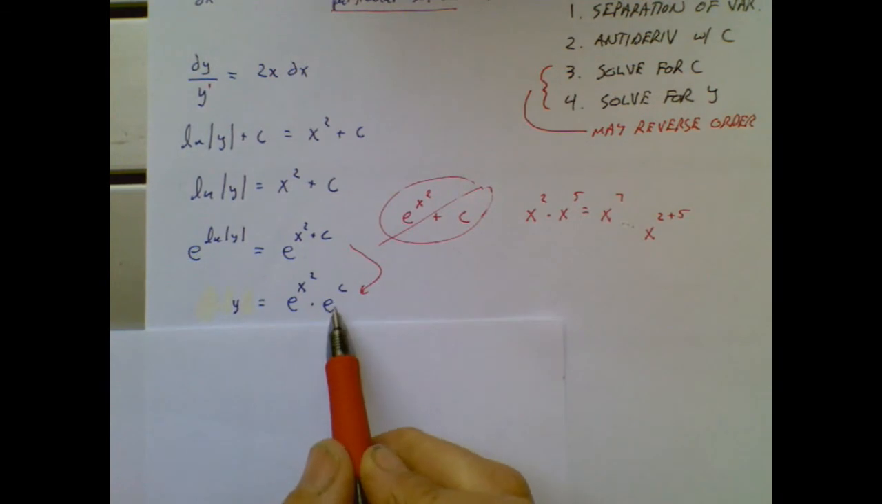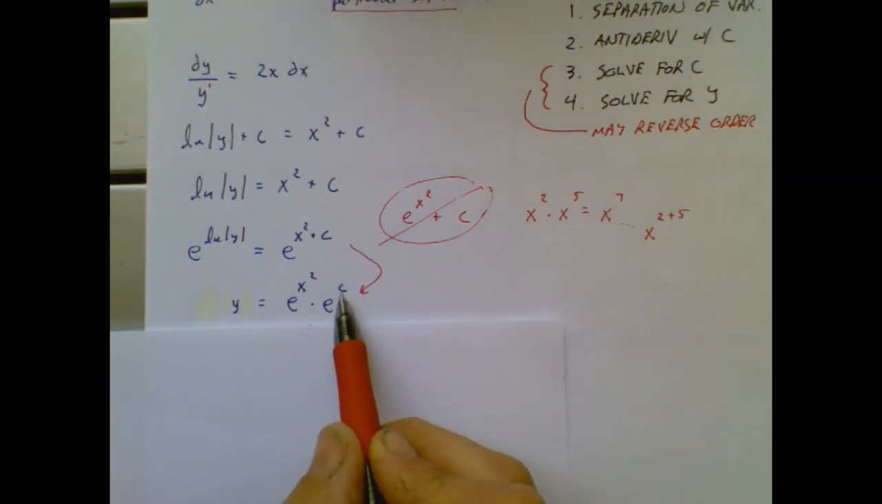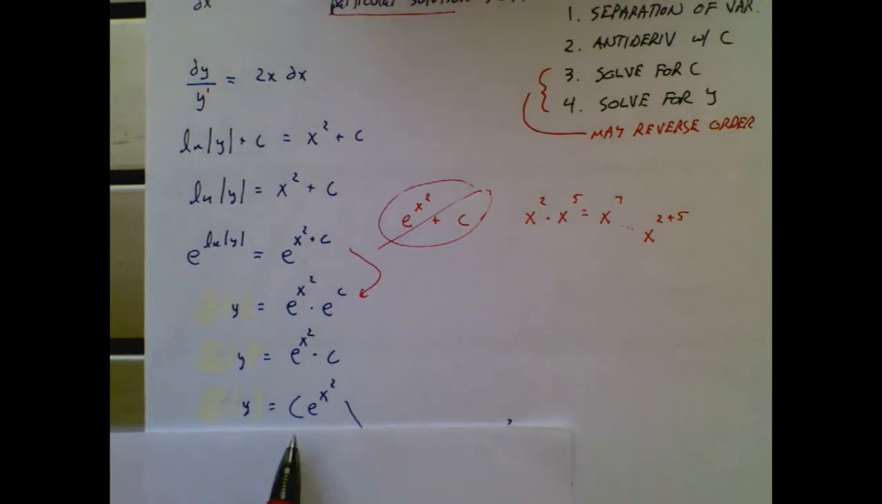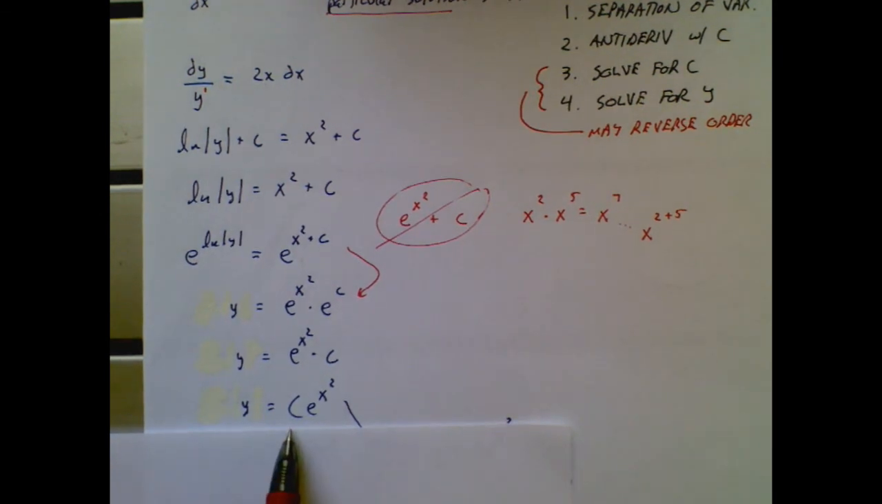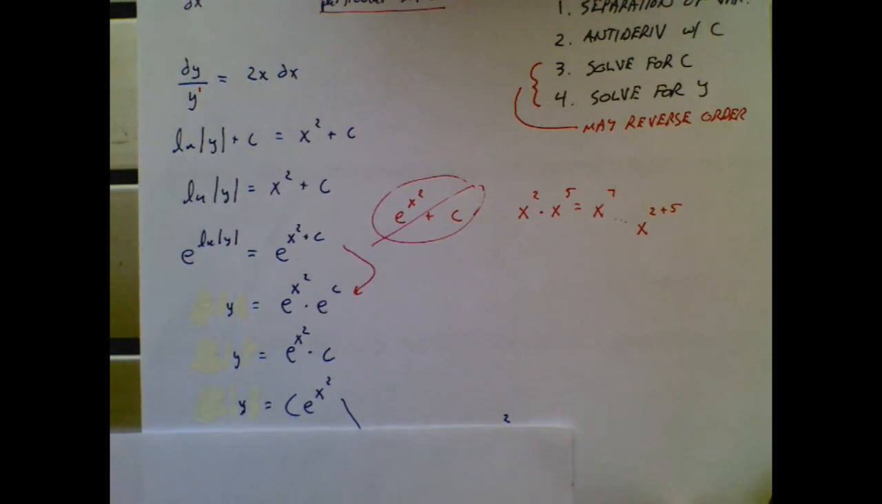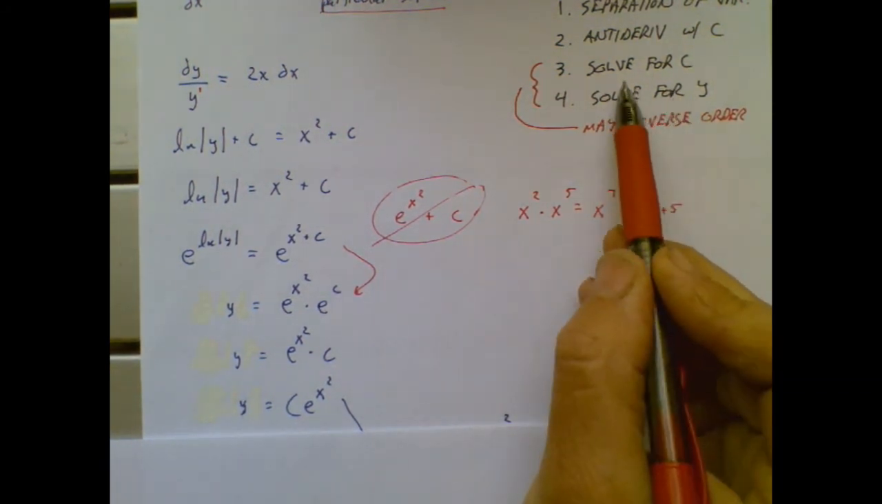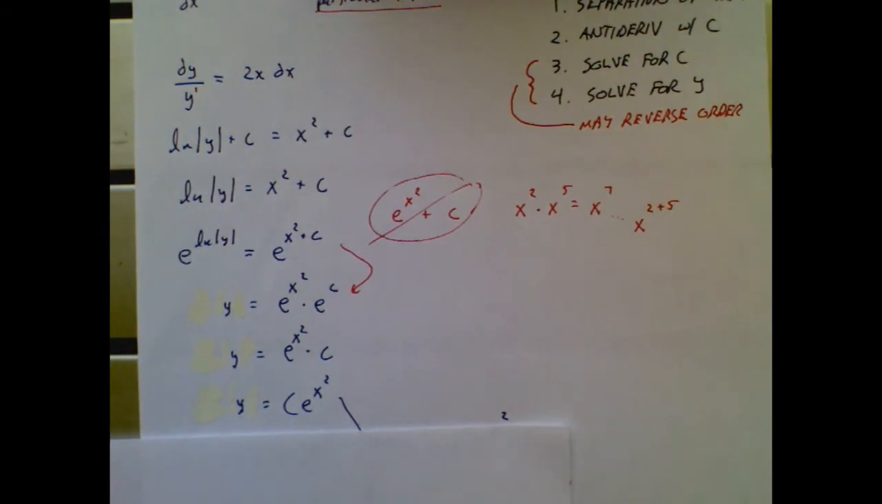And e to the c is e to a number, which is just a number, so I can write it like that. So that's a coefficient, and most people feel comfortable with their coefficient in front of the term, so I would rewrite it with the c out in front. You're an American. You deserve your coefficients out in front. All right, so now we have solved for y. Now I have to solve for c.